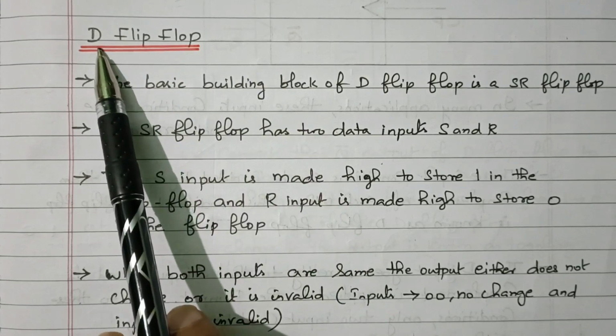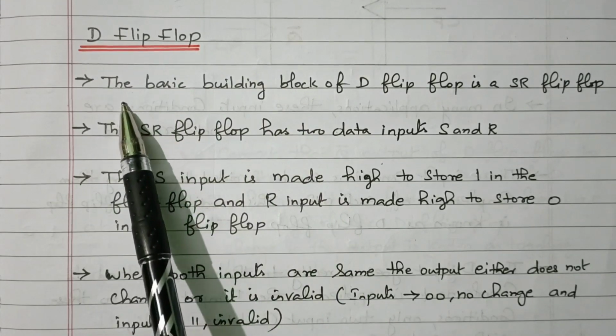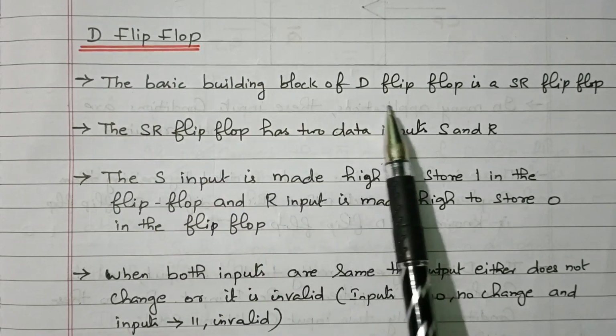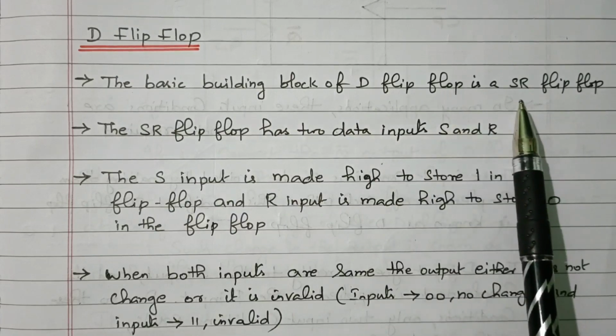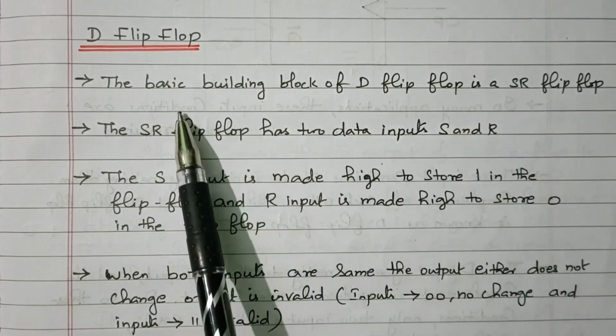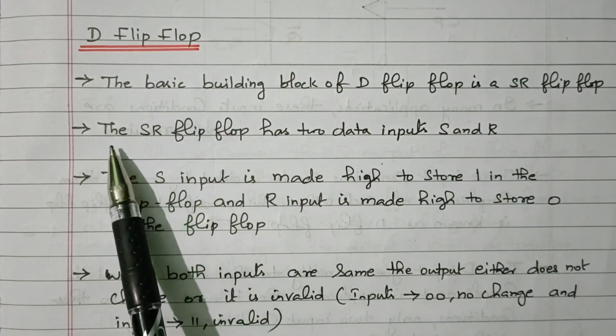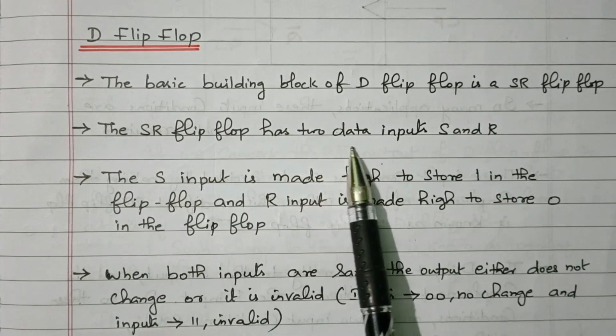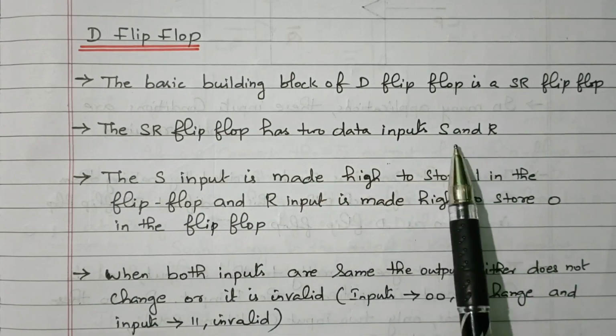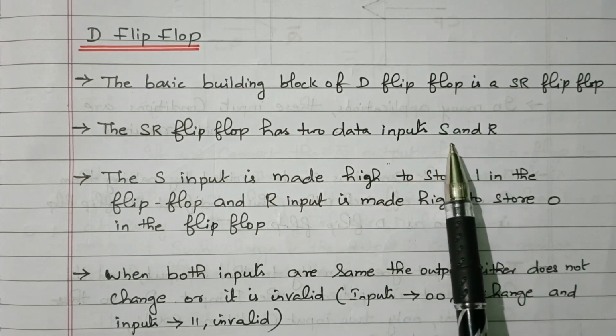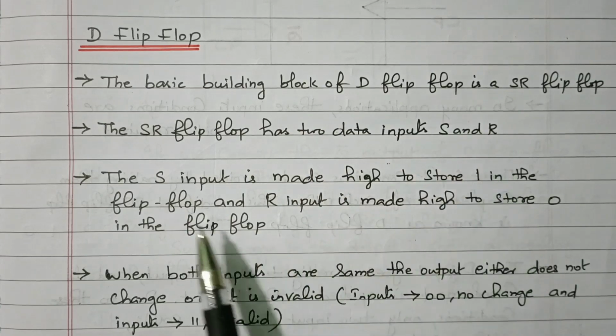In this we will see the D type of flip-flop. The basic building block of the D flip-flop is the SR flip-flop. From the SR flip-flop we are developing the D flip-flop. The SR flip-flop has 2 data inputs, S and R. Normally it is set and reset. S refers to set and R refers to reset.